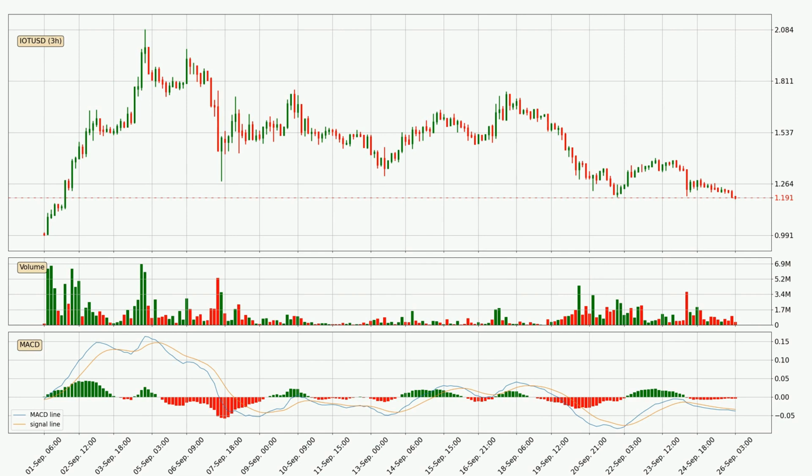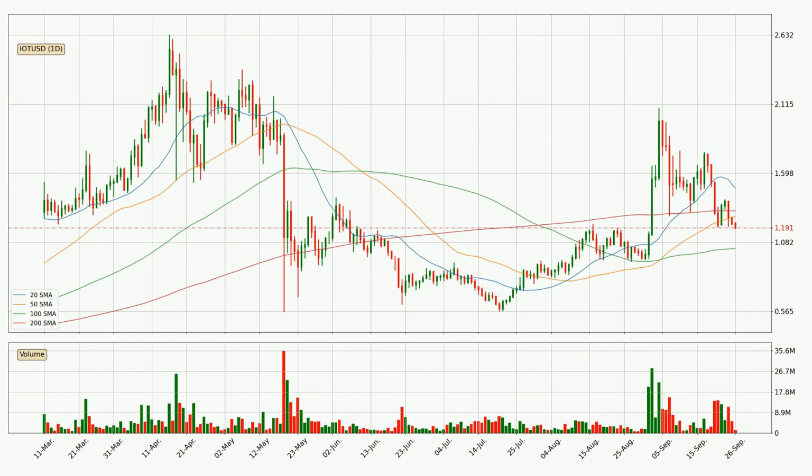Moving to the daily simple moving averages, the current price is between the 100 and the 50 SMA. If the price bounces off the 100 SMA, which is currently at 1.04, it could be seen as a support, and the 50 SMA that is at 1.27 could be seen as a resistance to the upside. Breaking either way signals a possible further move to the corresponding direction.